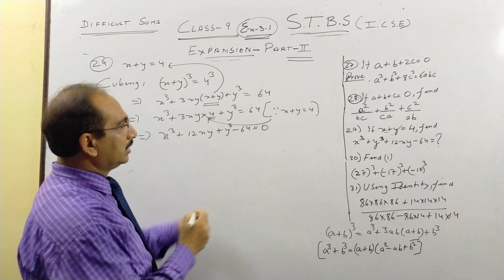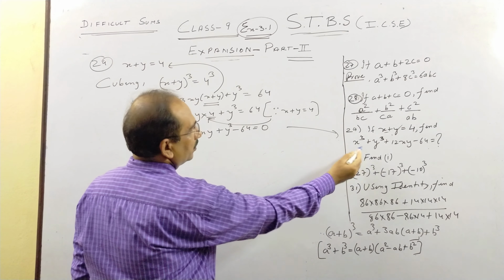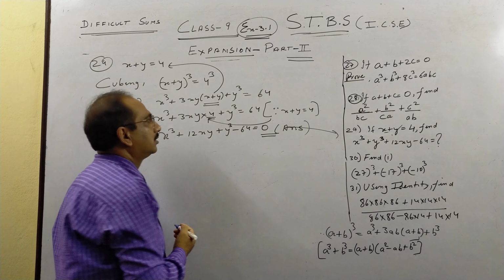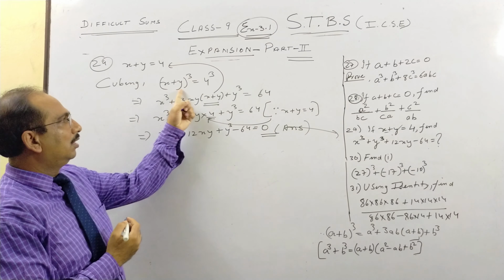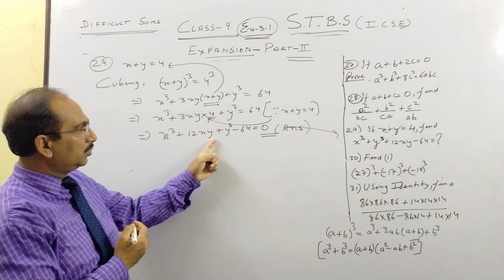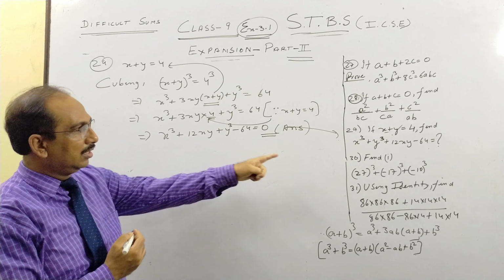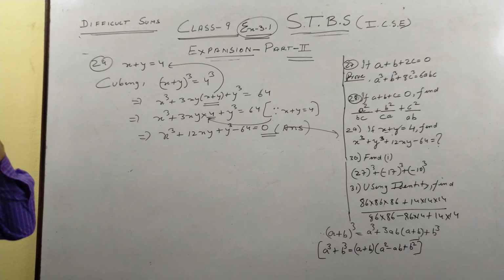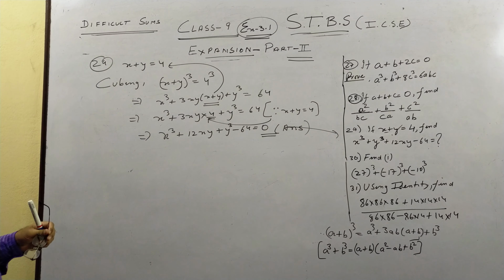So if I bring all to this side, you see the value, 0 is the answer. Once more, we substitute, we cube, we substitute, we bring 64 to this side. They were asking for the value and we get this answer as 0.